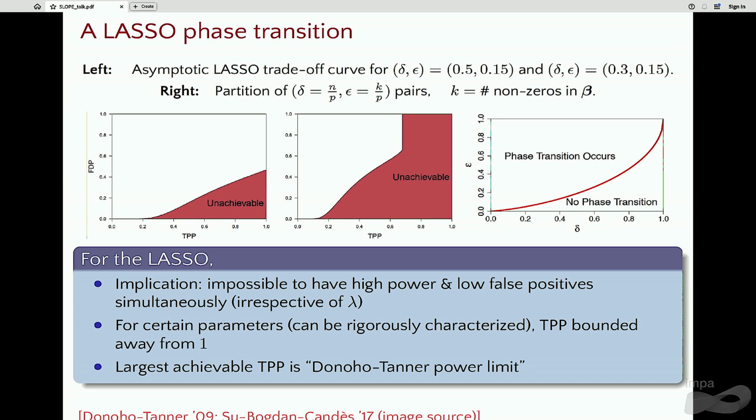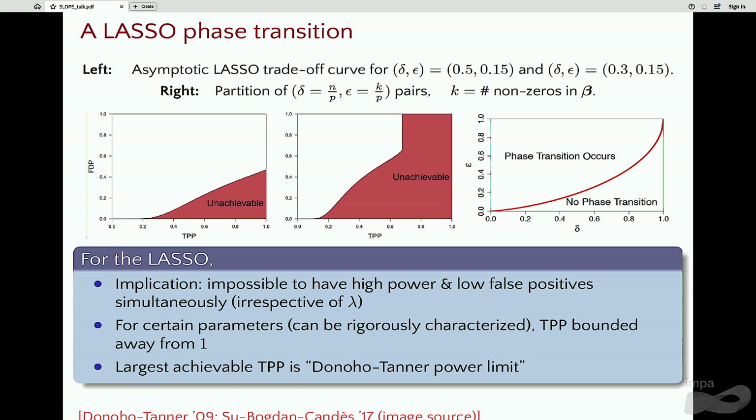It should come as no surprise that this power limit occurs in problems that are hard. This is a delta epsilon plane that characterizes when this power limit happens for the lasso. Basically this says, when epsilon is large, so your signal is dense, or when delta is small, meaning you've got a really short fat matrix, you're going to see the phase transition. So when the problem's hard, the phase transition occurs.